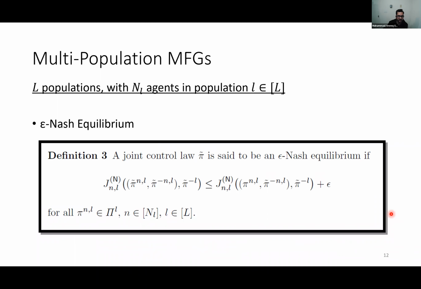We can define the epsilon Nash equilibrium in a very similar way, where each agent individually deviating can gain at most epsilon.